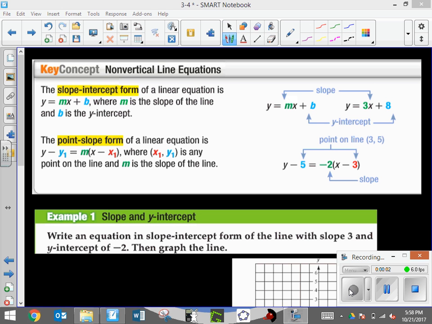Alright, in this lesson we're going to look at equations of lines. So we're going to deal with slope-intercept form, which looks like this. That's the one that you guys are most familiar with. And point-slope, which is this one.